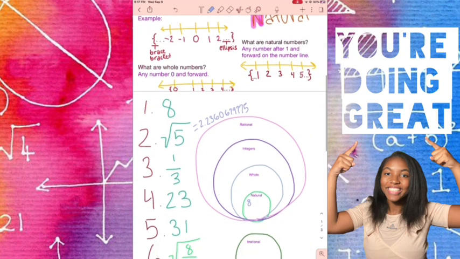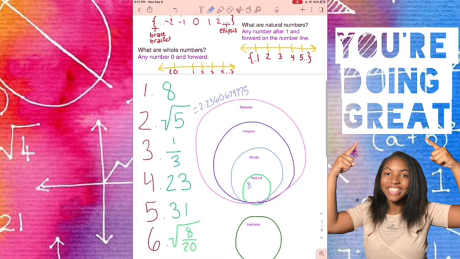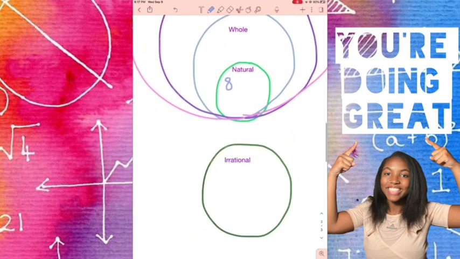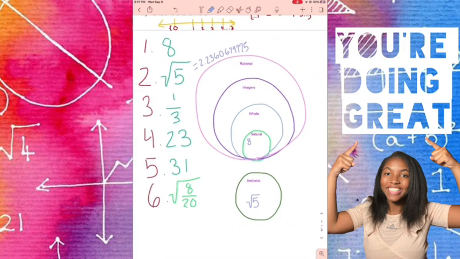Okay, so the answer to number 2, which is the square root of 5, is irrational. And that is because it does have a lot of numbers after it, but it does not fit perfectly. It is not a perfect square root. Okay, now let's get to 3, which is 1 over 3. Good luck.